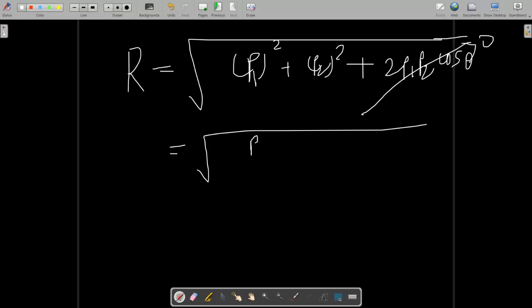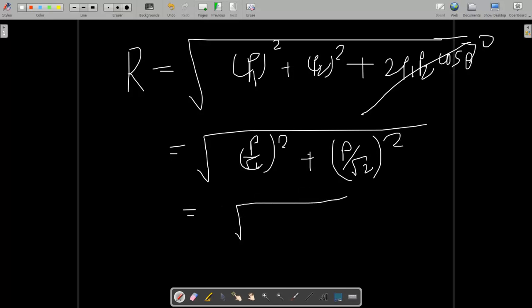So here P1 is what? P by root 2 whole square plus again P by root 2, this is the horizontal force, whole square. So when you take the square root, that is P square by 2 plus P square by 2. So it will become P square, under root of P square, and finally the resultant force will become P.